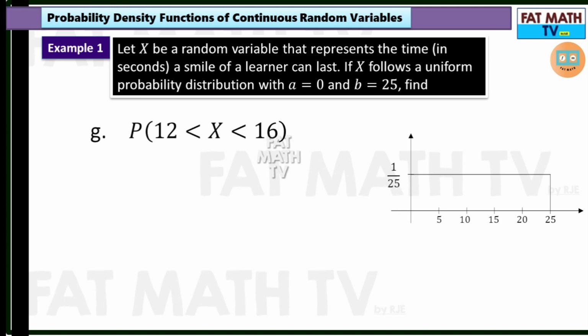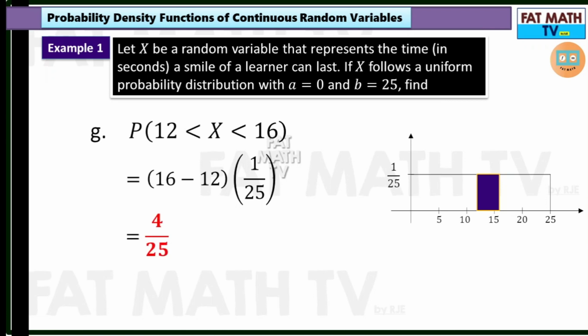Letter G, probability that x is between 12 and 16. So that's how it looks like. So base is from 12 to 16. That's 16 minus 12. That's 4. So 4 over 25. And that is the simplest form. So how do we get this 16 minus 12? That is the base. From 12 to 16, how long is that? So that's 16 minus 12.